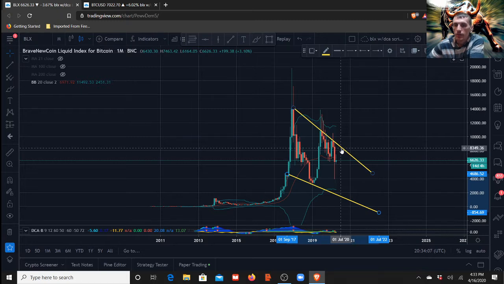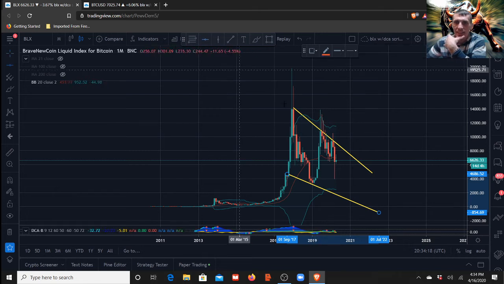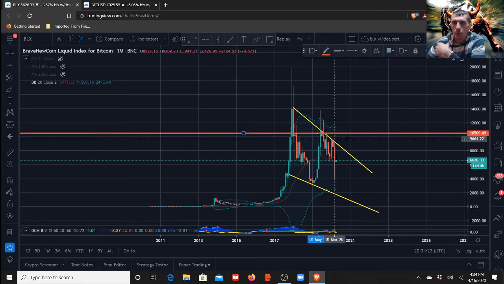Basically, I'm looking for a retest back up here to the top of the flag. And if you notice, right in this area is a 10,500 where we need to break in order to make a new uptrend.